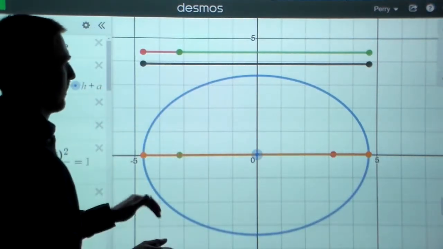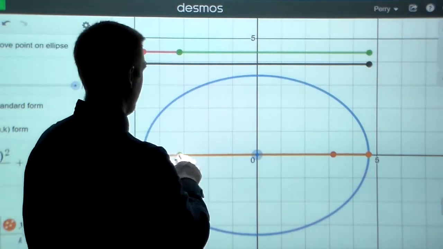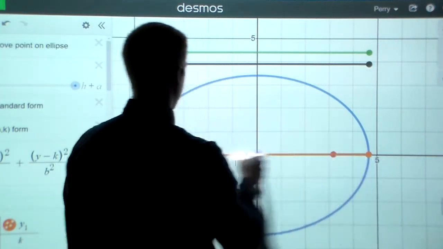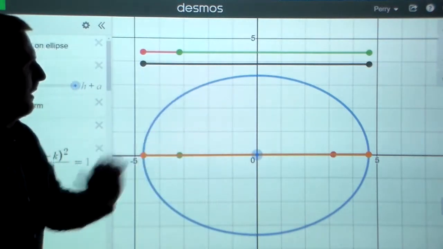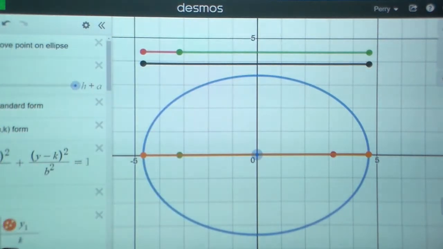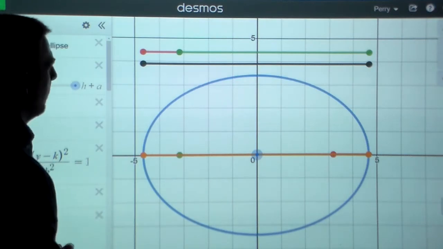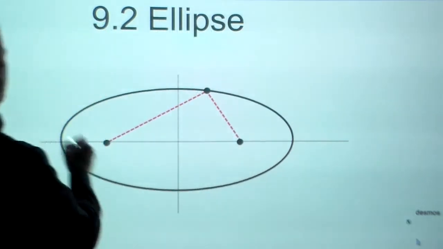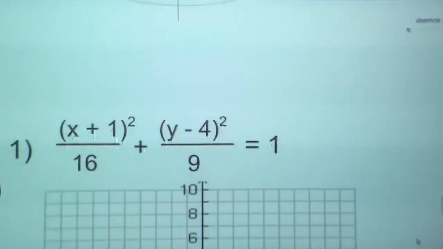And I put the points right there on purpose because the distance from here to there, plus from here to there, would equal the same as that major axis. That's where you would start to prove this. So anyway, that's how that would go. So rather than prove this, I'm just going to jump right in and graph one.